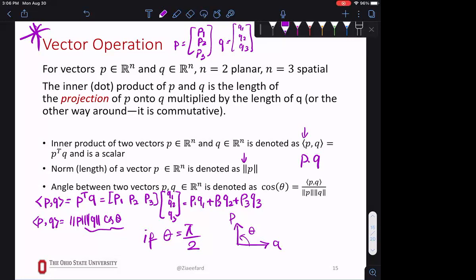What happens if cosine is a negative number? It means that you're in the other direction. Because dot product doesn't have a direction, it's just a projection. Since we don't have a direction, it just gives us a number.